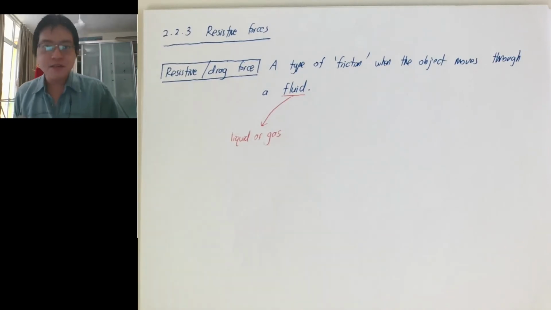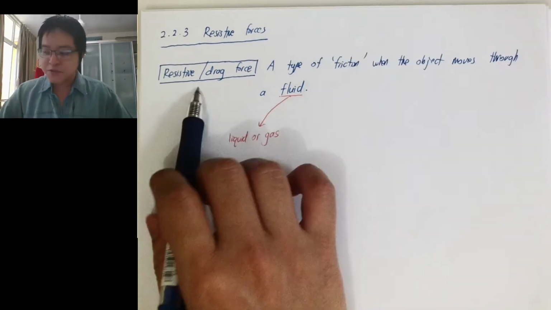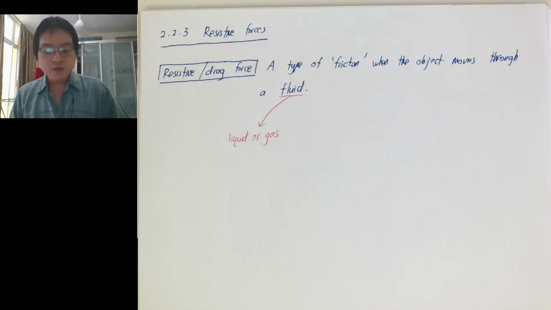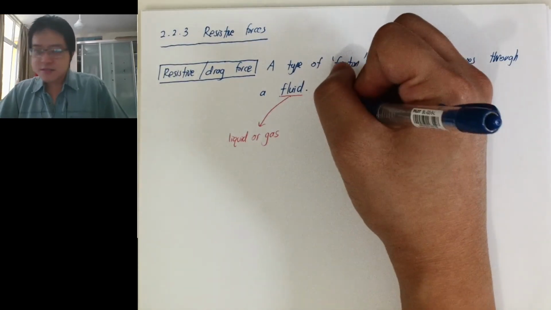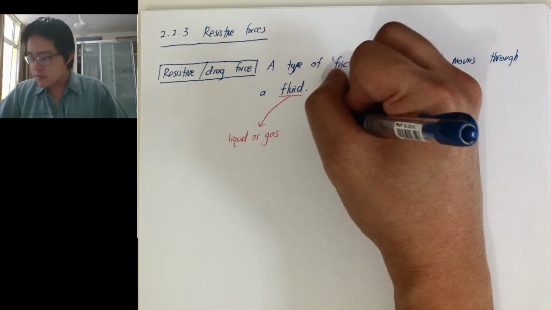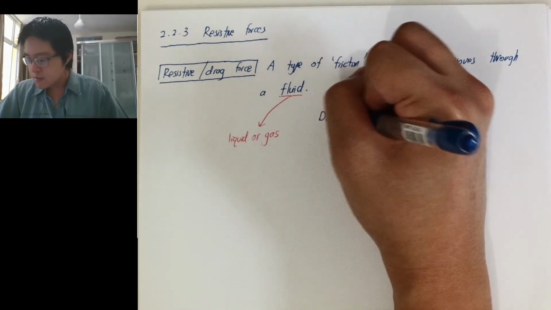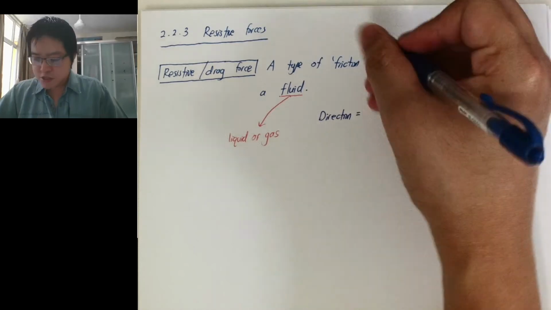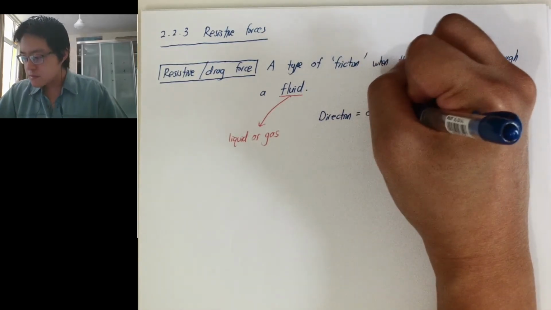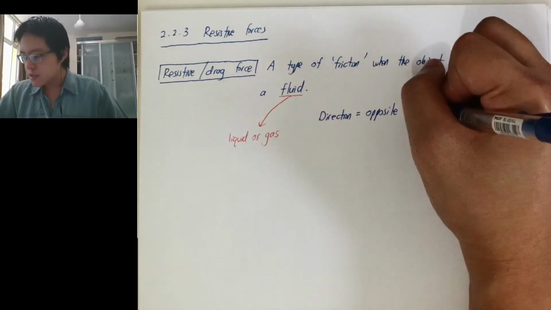Now, I'm again introducing a new type of force. So we need to learn how to determine its direction and magnitude, because force is a vector as always. The direction is very easy here as well. Direction is opposite the direction of motion.